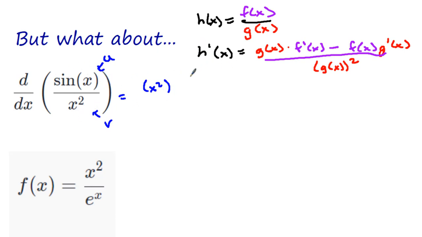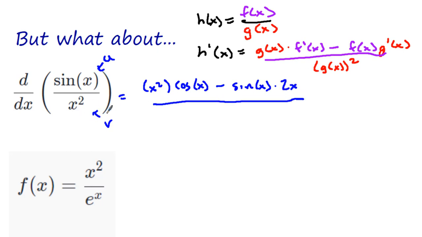What's the derivative of sine of x? Cosine of x. Exactly right. Minus, don't forget the minus sign. And then we have sine of x. We take that numerator and multiply by the derivative of the denominator. The derivative of x squared is 2x. And this is all over the denominator squared, x squared squared, which is x to the fourth.